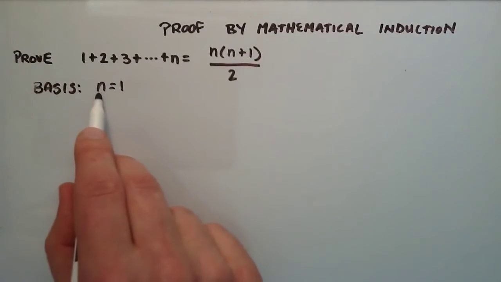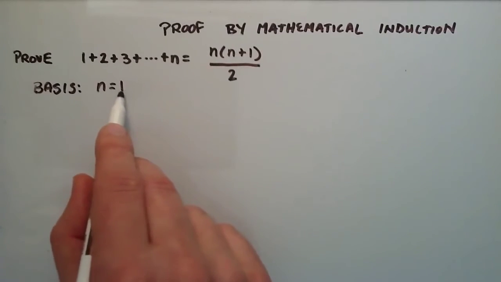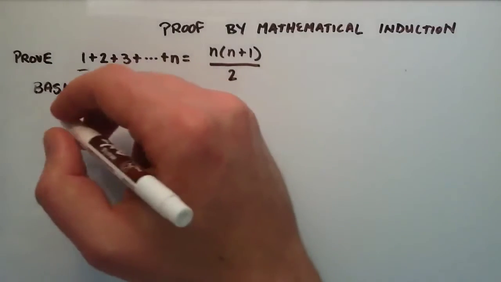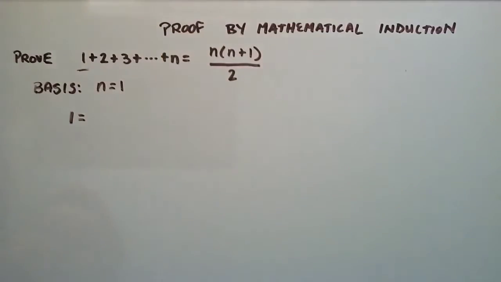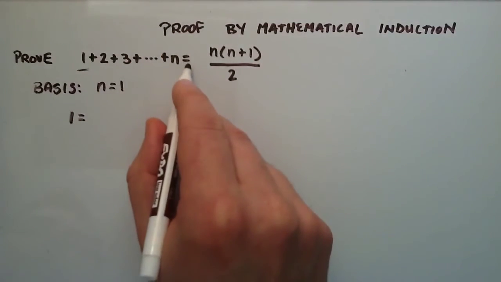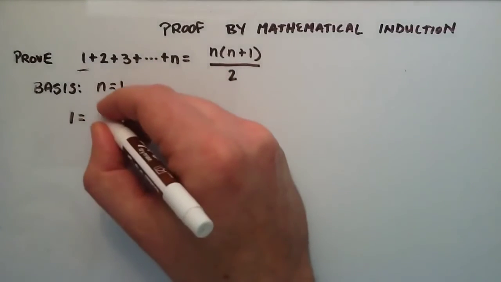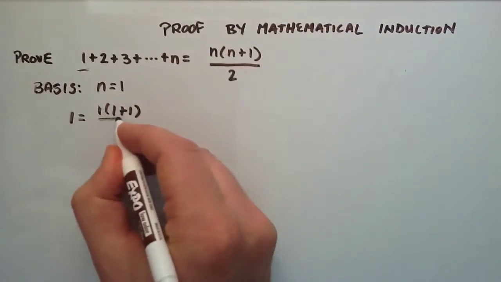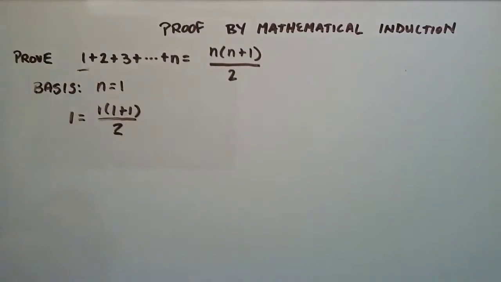Well, if we're looking at the n equals 1 term on the left-hand side, then it's basically just the first term. So the first term happens to have the value 1. So we're going to write down the value 1 here to check the left-hand side. And then the right-hand side, when n equals 1, we simply replace the n's with the value 1. So this becomes 1 times 1 plus 1 divided by 2.